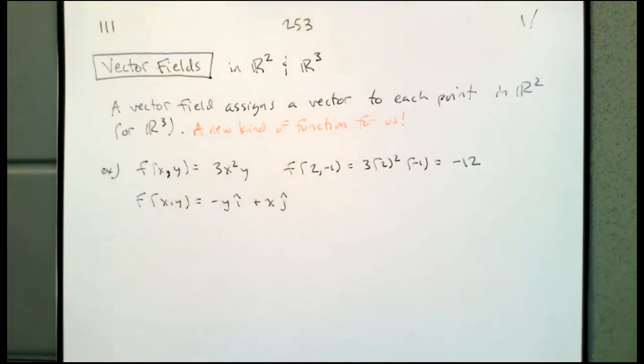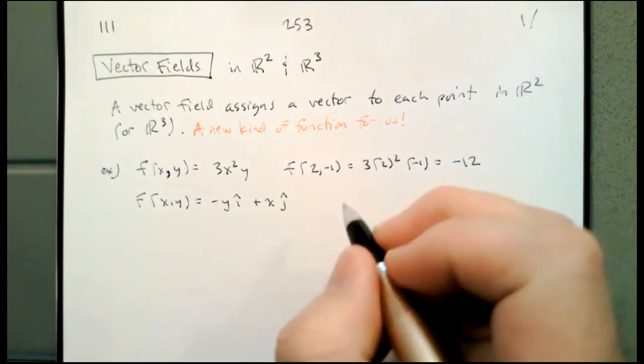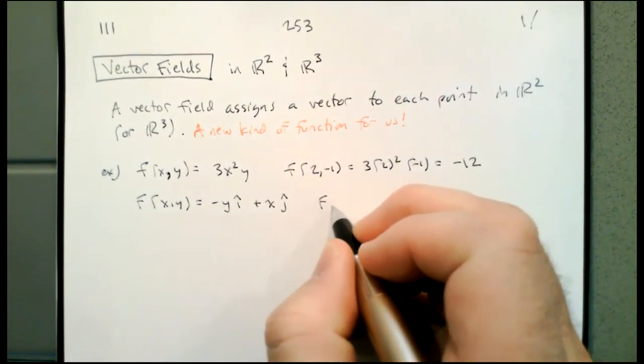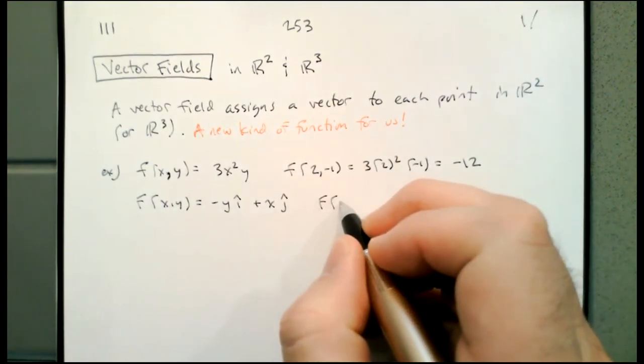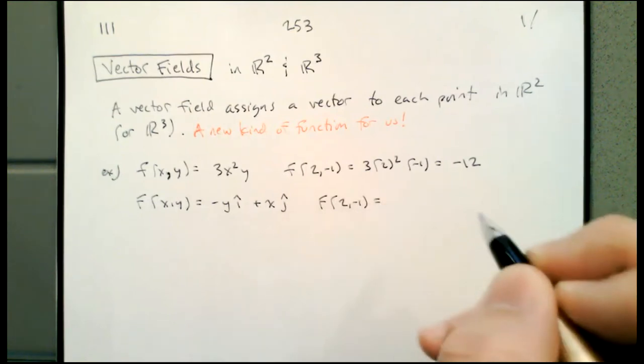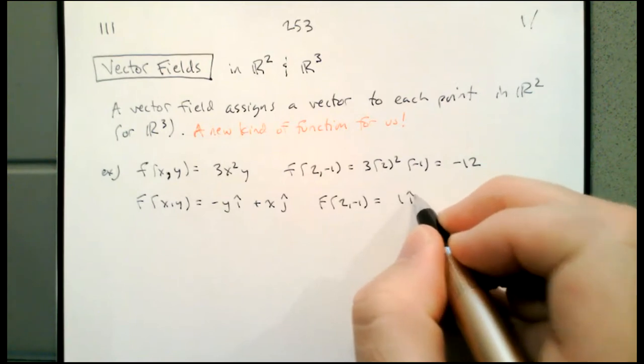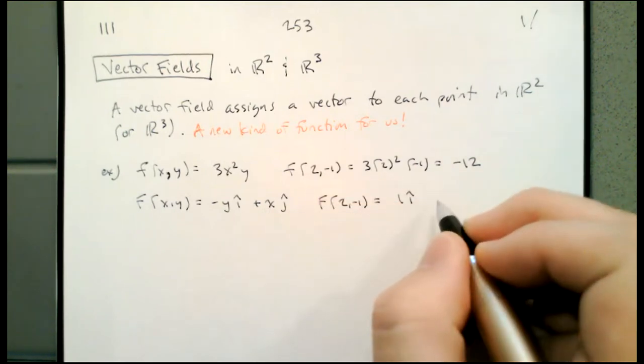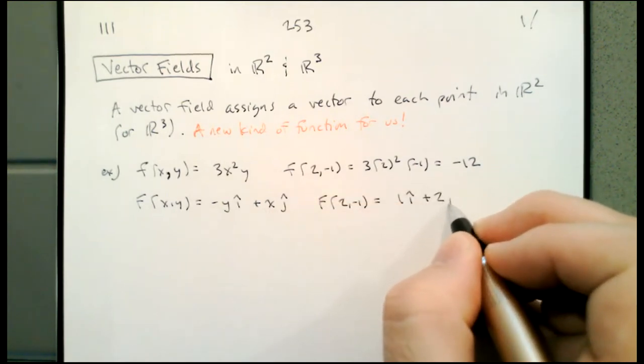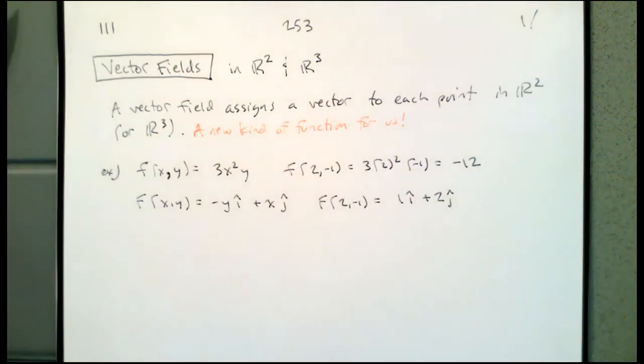So now the input is still a point, but the output is this vector. So now if we evaluate this capital F at 2, -1, we'll have minus y times i, so 1i, plus x times j, plus 2j. So the output is a vector rather than a scalar.